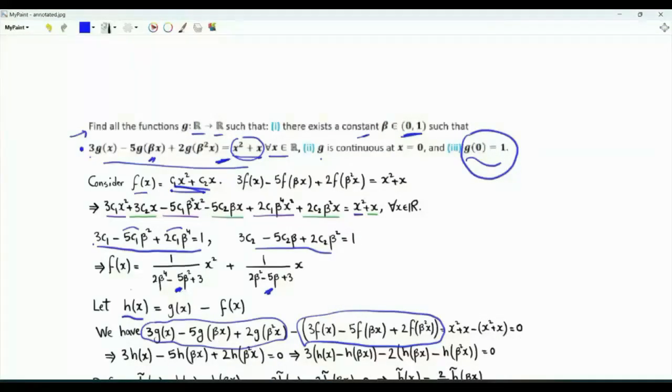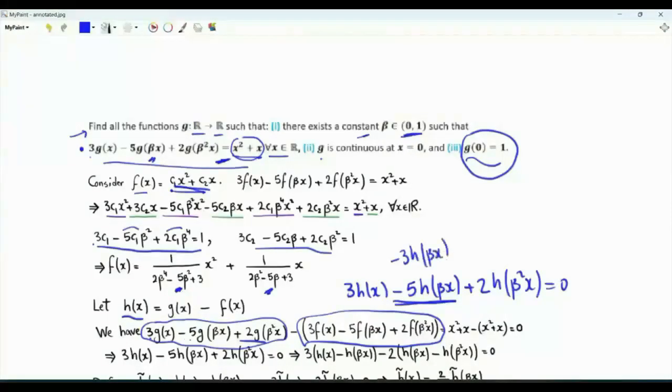The left-hand side can be written in terms of function h. 3g of x minus 3f of x, that's 3h of x, minus 5g of βx minus 5f of βx, that's minus 5h of βx. The last term is 2h of β²x. This is equal to 0. Split this term into minus 3h of βx minus 2h of βx. We get 3 between brackets h of x minus h of βx minus 2 between brackets h of βx minus h of β²x.